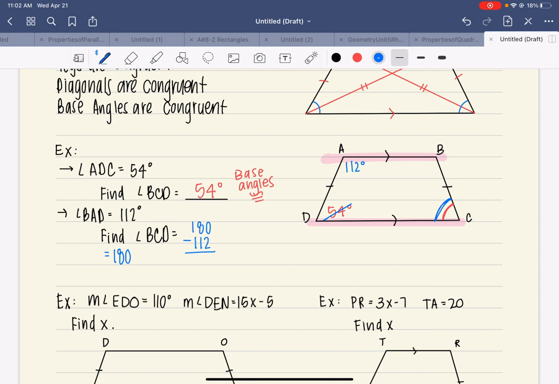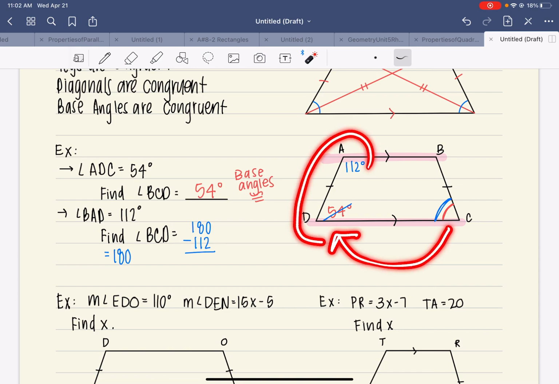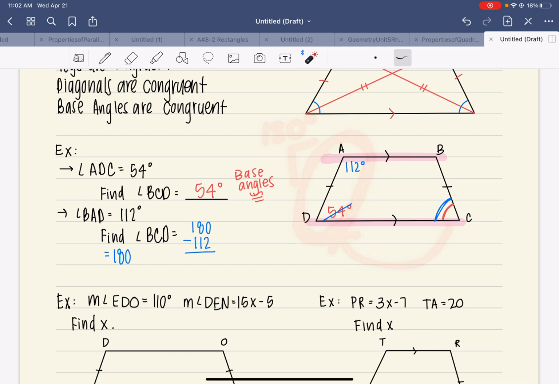Another reason why this works is because angle C is congruent to angle D, and angle A and angle D belong to the same leg. Therefore, we know for sure that they are supplementary to each other. So 180 minus 112 will get us 68 degrees.